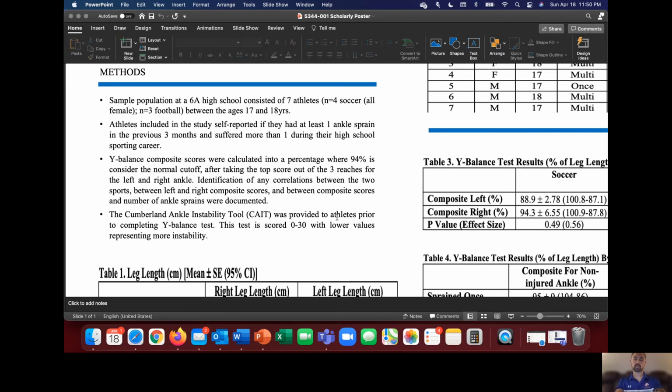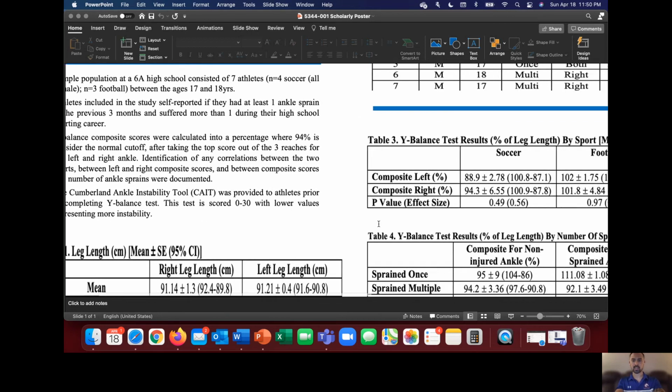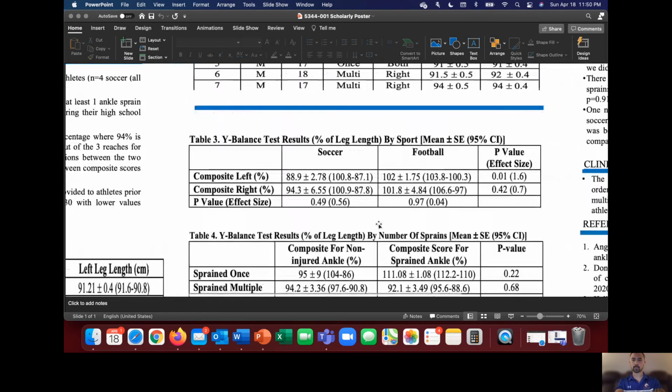The 2 assessments used for this study included the Cumberland Ankle Instability Tool and the Y balance test. However, for the CAIT, we did not utilize the survey within the study since the athletes did not fill out the surveys correctly.